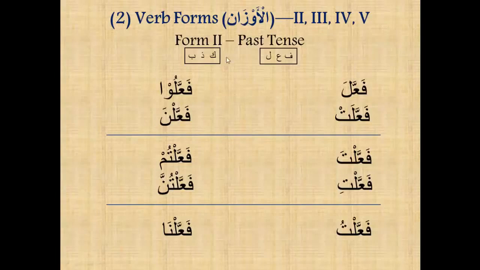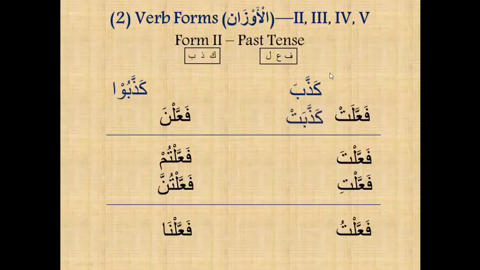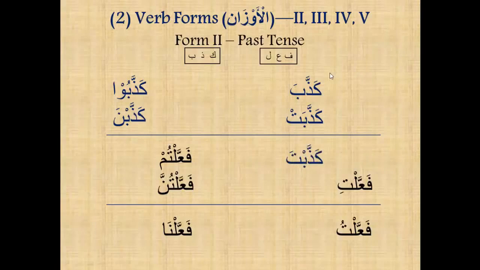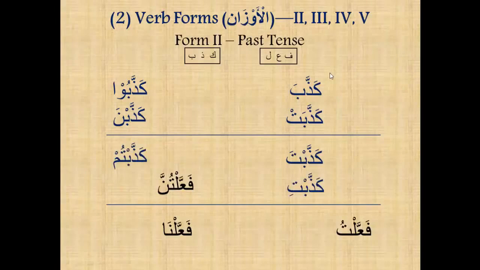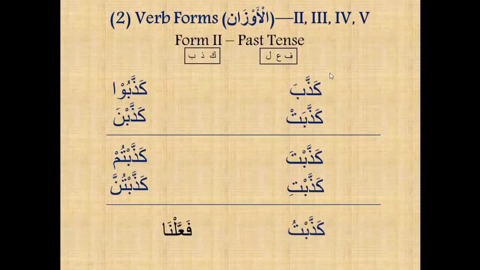If we have the root letters kaf, dhal, and ba applied to form 2, this gives us the verb kadhdhaba. فَعَلَ كَذَّبَ. فَعَلُوا كَذَّبُوا. فَعَلَتْ كَذَّبَتْ. فَعَلْنَ كَذَّبْنَ. فَعَلْتَ كَذَّبْتَ. فَعَلْتُمْ كَذَّبْتُمْ. فَعَلْتِ كَذَّبْتِ. فَعَلْتُنَّ كَذَّبْتُنَّ. فَعَلْتُ كَذَّبْتُ. فَعَلْنَا كَذَّبْنَا. So that's the past tense.